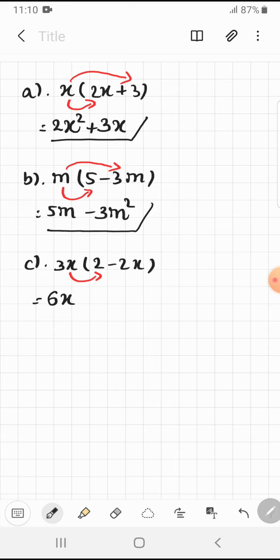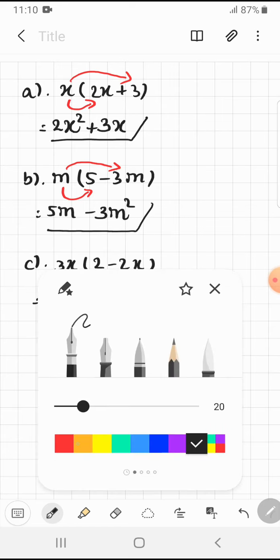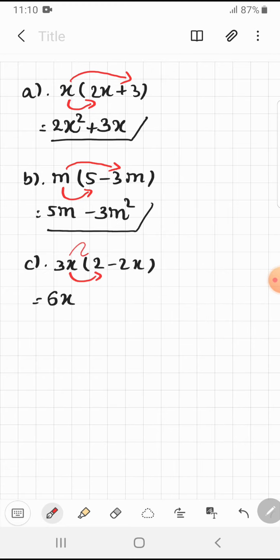And then we time the outside term with the second term. So 3x times by negative 2x. Positive times by negative is negative. 3 times 2 is 6. x times x is x squared. And since x and x squared are different exponents, so we cannot simplify. So this will be the final answer.